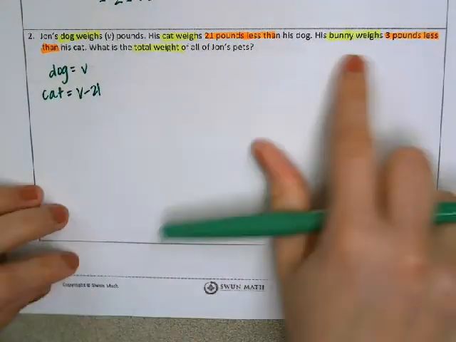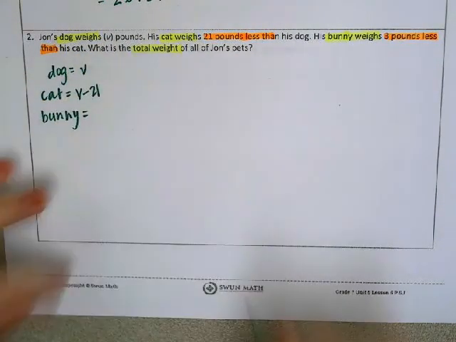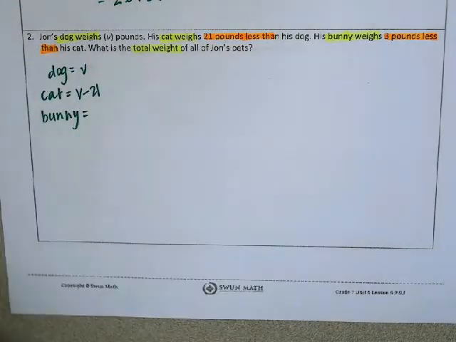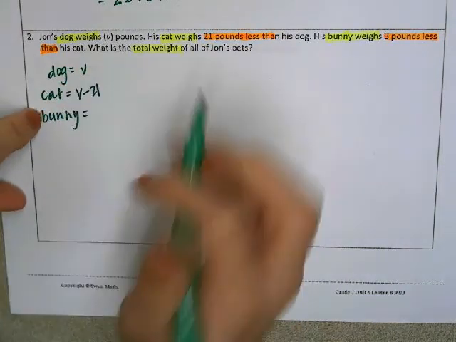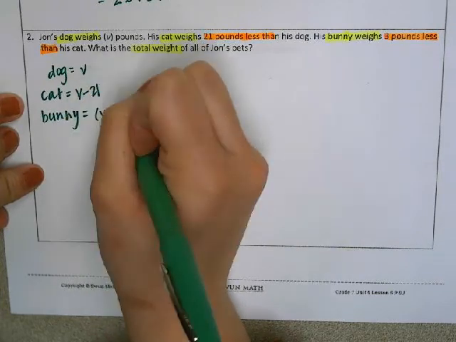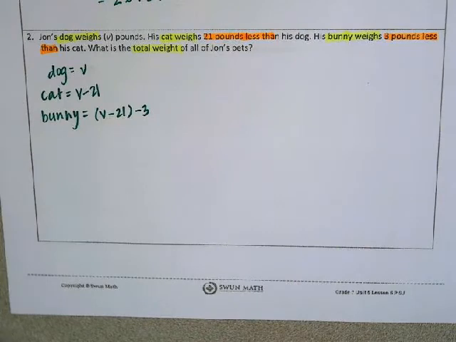Then the next one was our bunny. So let's go ahead and write down bunny. And bunny is 3 pounds less than his cat. So we're going to take what we know from the cat. We know the cat equals V minus 21, and we're going to subtract 3, so minus 3.